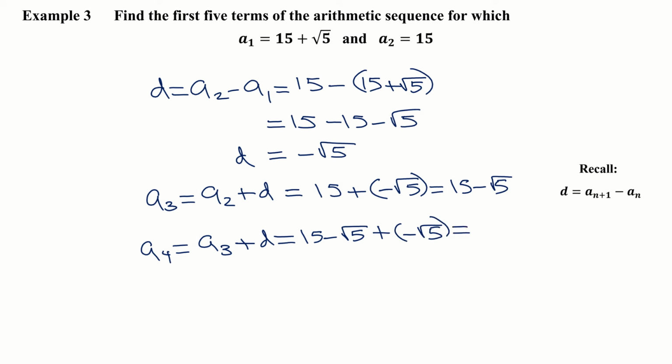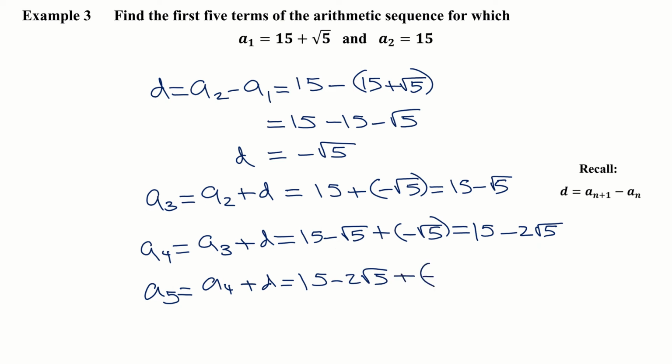And we end up with two of these. They can be combined, so we get 15 minus 2 radical 5. Okay? And to get the last one, we're looking for A5. We're going to take A4 and add to it the common difference, right? So we get 15 minus 2 radical 5, which is A4, plus another common difference, which is negative square root of 5. And of course, again, we can combine the radical 5s to get 15 minus 3 radical 5.